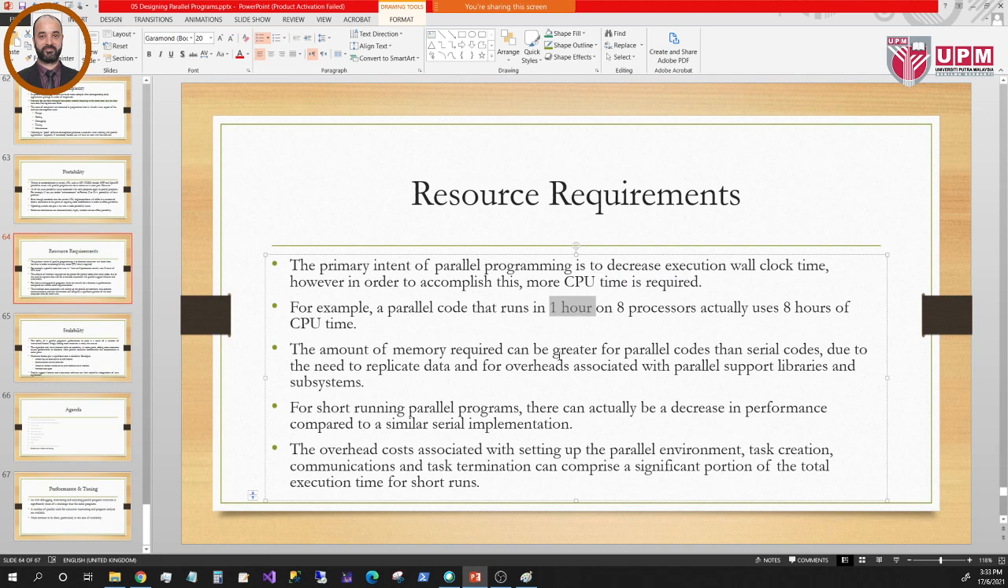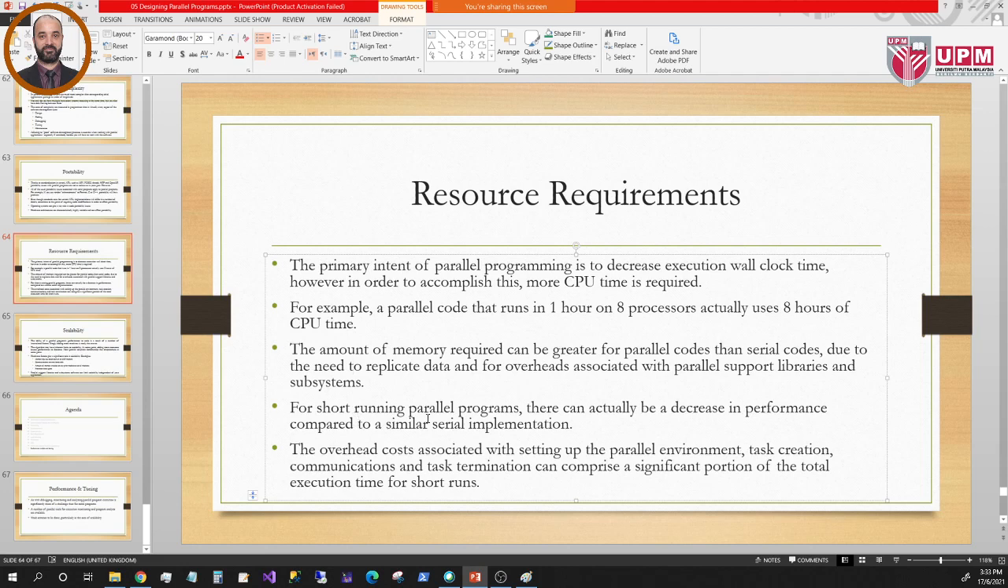The amount of memory required can be greater for parallel codes than serial codes due to the need to replicate data and for overhead associated with parallel support libraries and subsystems. So here, the memory use in parallel programs is higher than the memory use of serial programs, because in serial programs, normally we don't have communication, we don't have synchronization, and all of that communication and synchronization normally is done through the memory.